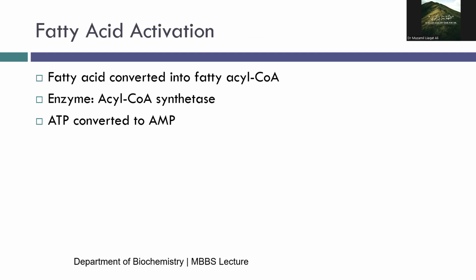Now, let's talk about the activation of the fatty acids. Before oxidation, fatty acids must be activated to fatty acyl-CoA. The enzyme required is the acyl-CoA synthetase, also called thiokinase. So the reaction here is as follows: fatty acid plus CoA plus ATP leads to the formation of the fatty acyl-CoA and the production of AMP and PPi, the pyrophosphate molecule.